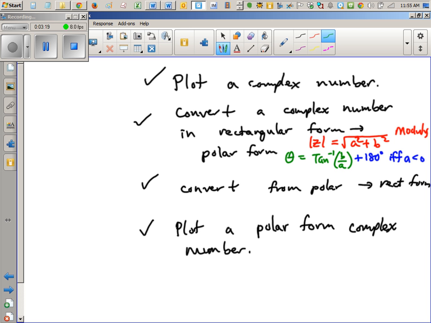But if a is negative, and only if a is negative, you add 180. And this is just because the calculator does not understand quadrants 2 and 3 at all when it comes to arctans. And it shouldn't. Okay, converting from polar back to rectangular form doesn't even require equations. You just basically distribute. And plotting a polar form of complex number is just identifying what it means and plotting. So you don't need formulas for that. Let's just go on and try something here.